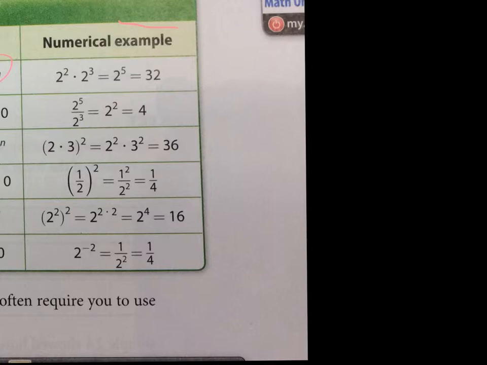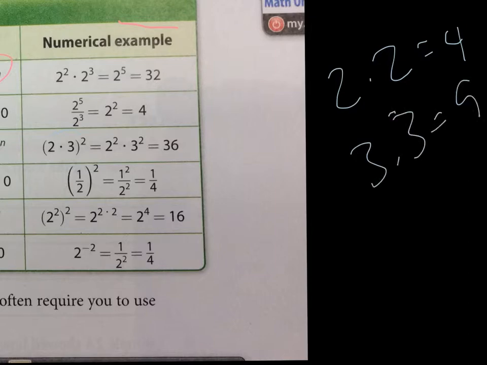So basically what happens is when you distribute this, you get 2 times 2, which is 4. And then when you have 3 to the second power, it's 3 times 3, which is 9. And then 4 times 9 is 36. That's where they get 36 from. So on and so forth.